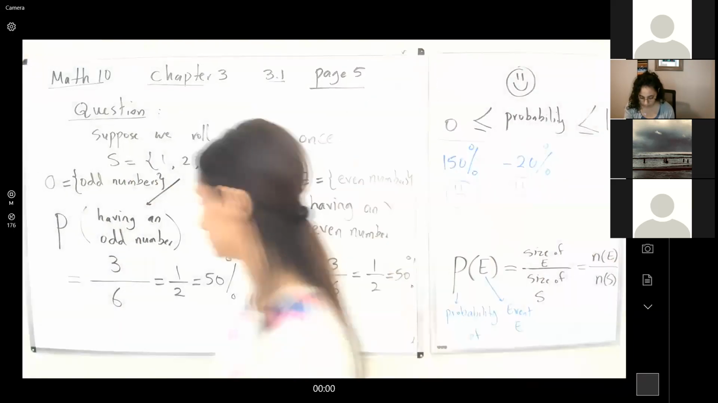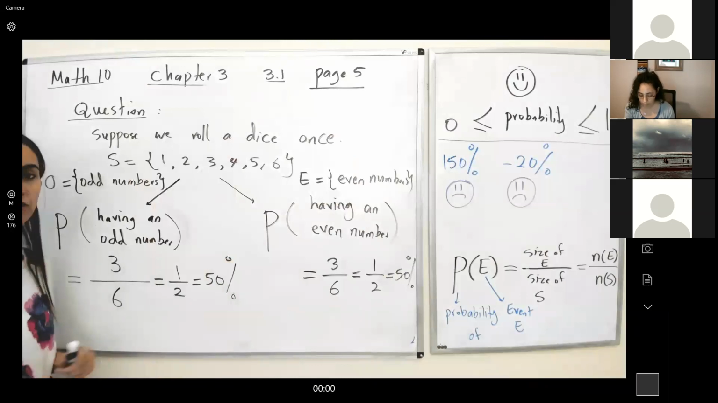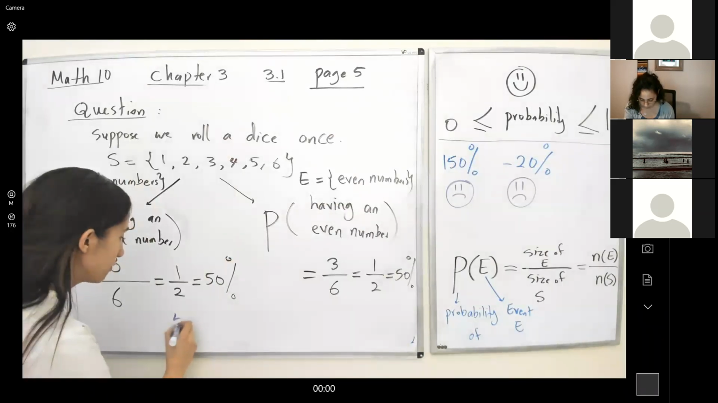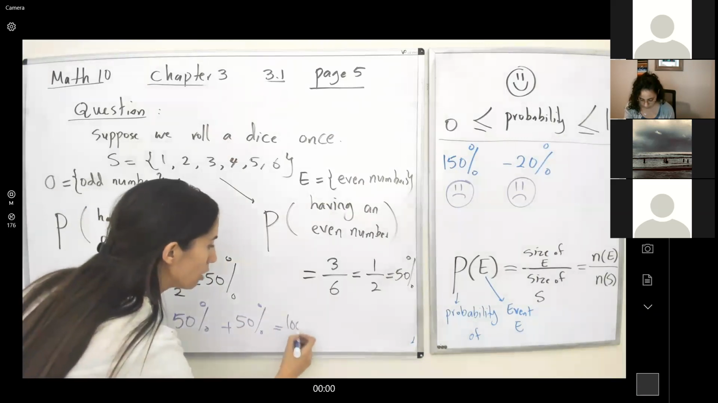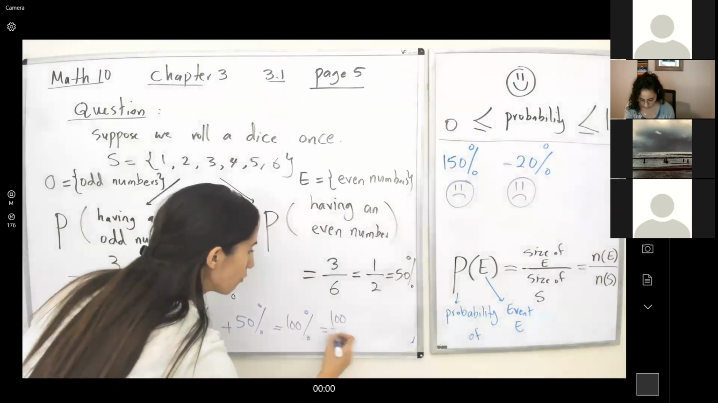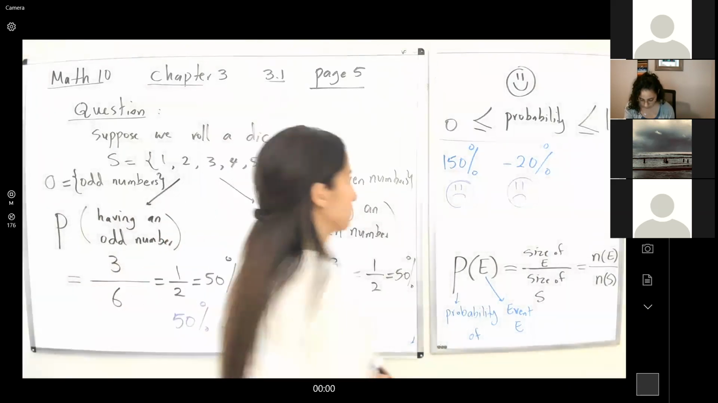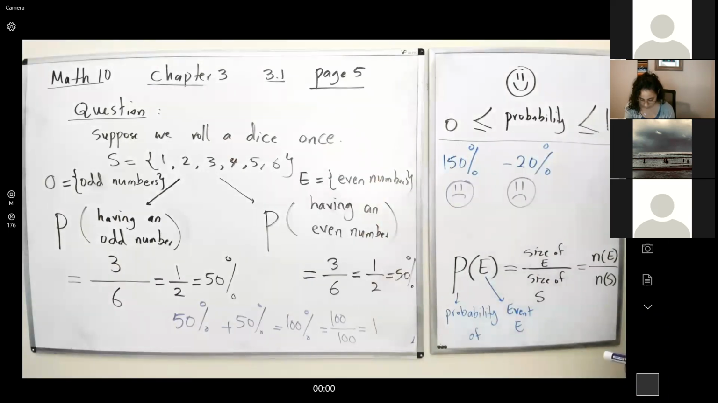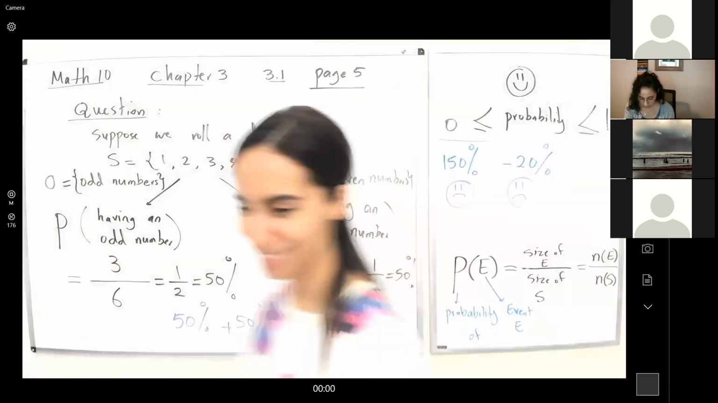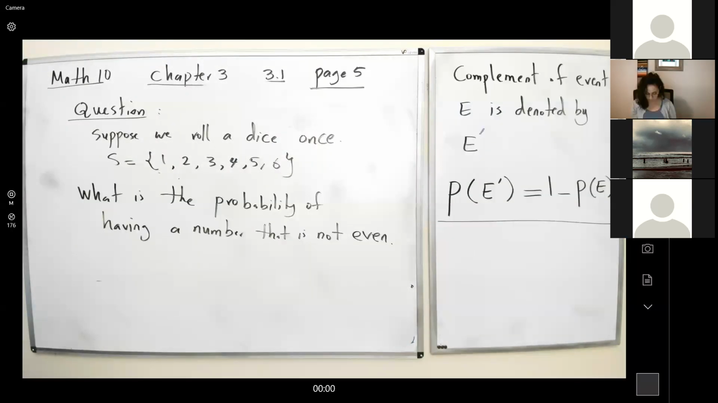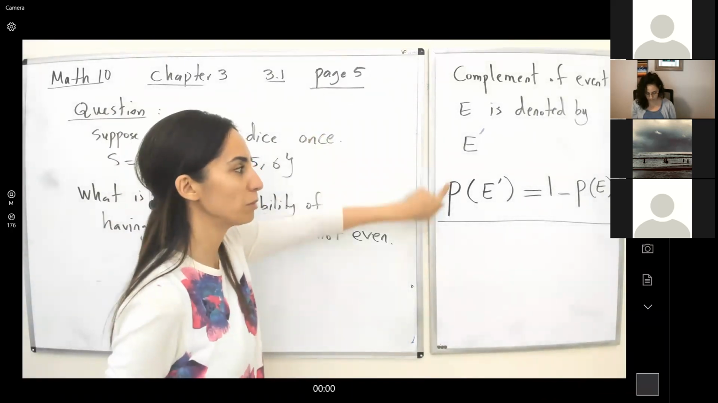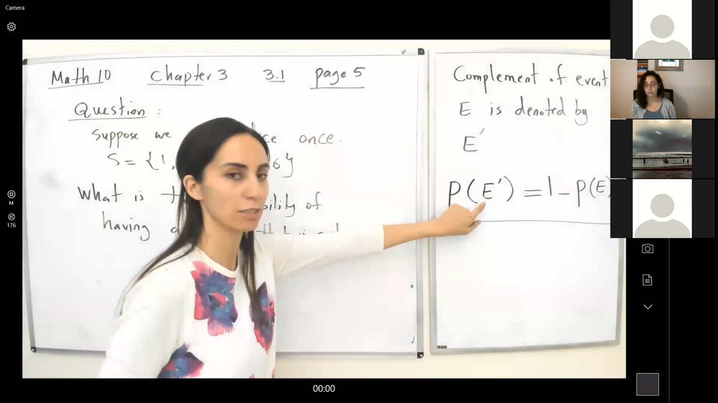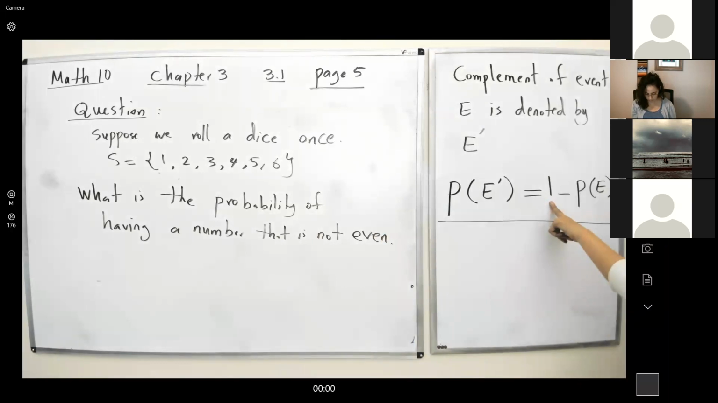So note that if I add 50% and 50%, I get 100%, or 100 divided by 100, which is 1. And I have a question. And what is the odd number and even number? Very good. So the complement of event E is denoted by E prime. The probability of the complement of an event is 100% minus the probability of event E.